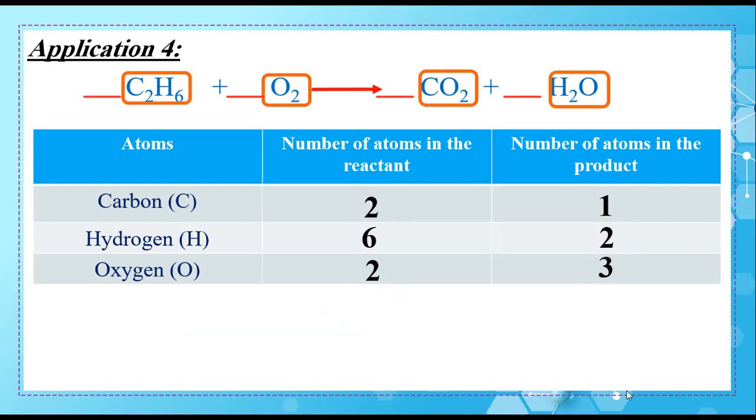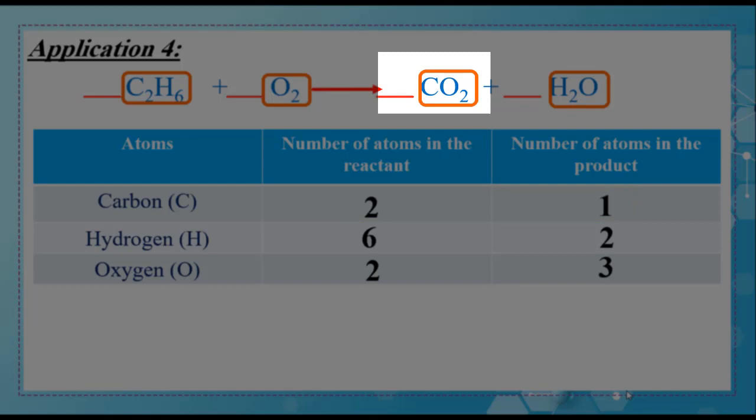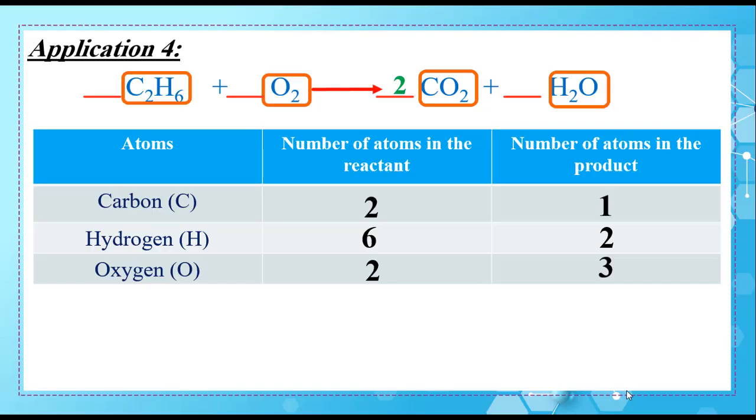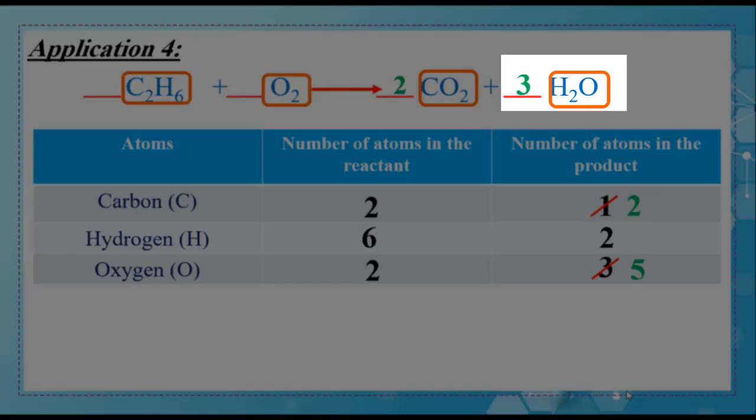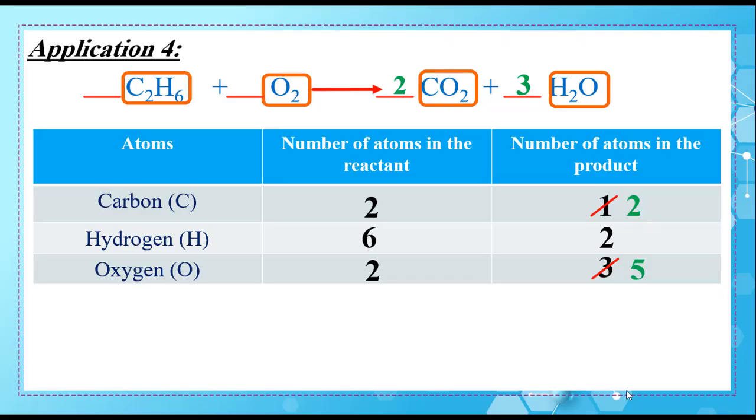To balance this equation, you can start by balancing the number of carbon atoms by adding coefficient 2 in front of CO2, so that the number of carbon atoms in the product will change into 2. Also, the number of oxygen atoms in the product will change into 5. To balance the number of hydrogen atoms, you can add coefficient 3 in front of H2O, so that the number of hydrogen atoms in the product will change into 6. Also, the number of oxygen atoms in the product will change again to become 7.